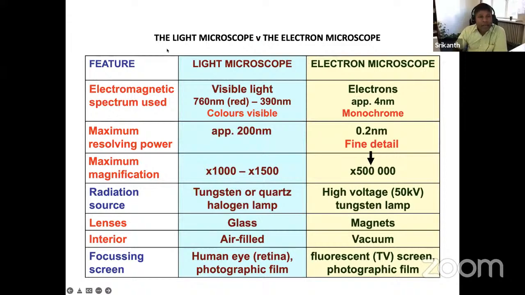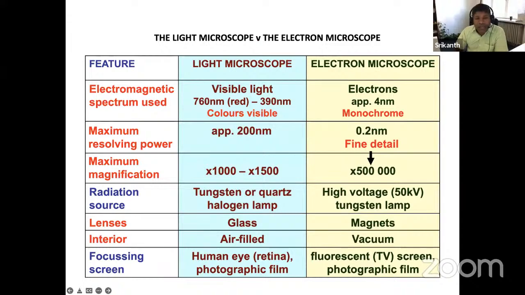In light microscopy, you use light as a visible source between 760 and 390 nanometers. That is the maximum where you can see. But with electrons, you use monochrome electrons, and the resolution goes up to 0.9 nanometer. This is very tiny, but you can also see the nuclear pore structure, nuclear membrane structure, and also integrins on the membrane. So all those small structures that you read about in the books, you are able to see with the electron microscope.